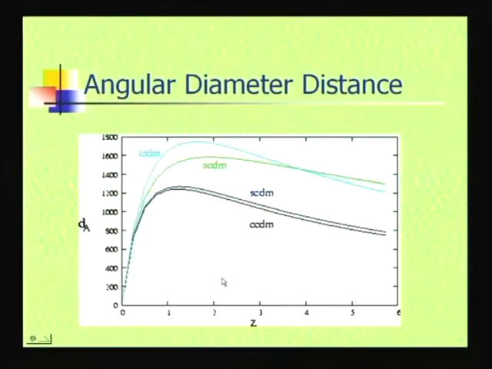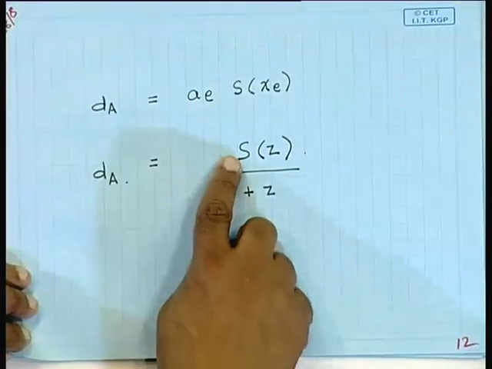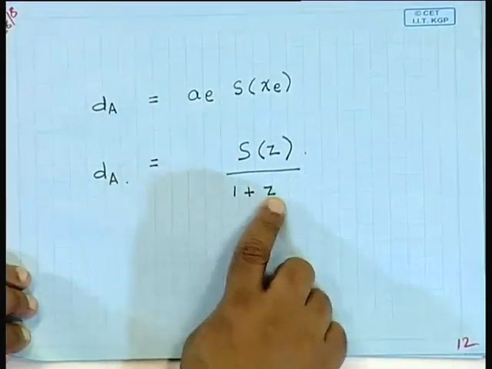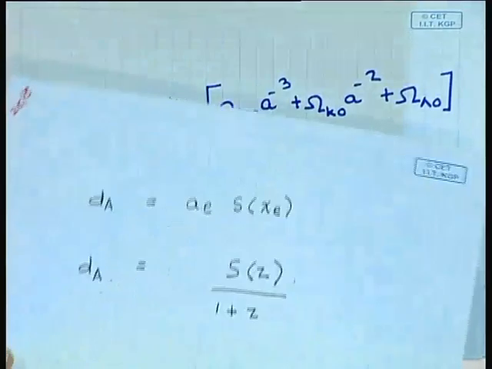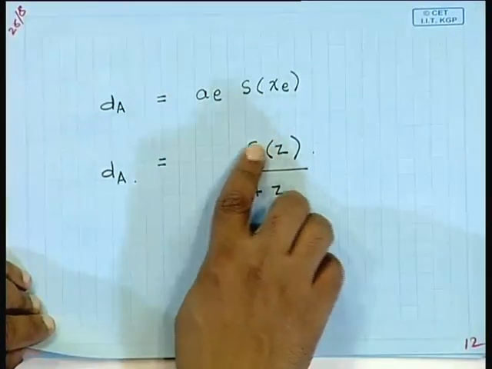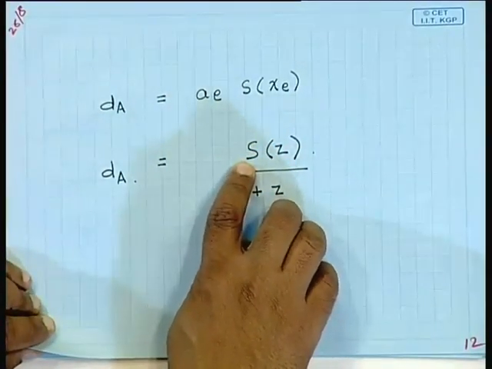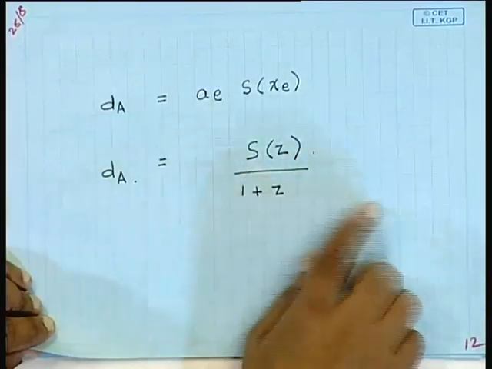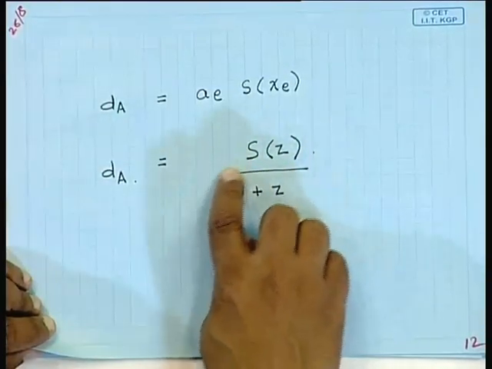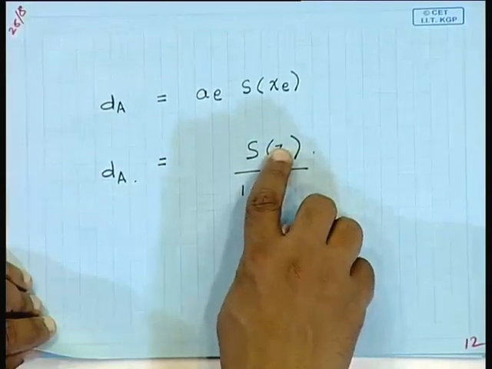For these models, I have also calculated the angular diameter distance. In the last class I had told you that the angular diameter distance has this expression, it has S in the numerator and it has 1 plus z in the denominator. So, it has the property that initially it increases linearly and then it slows down and then it finally falls off, because this increases faster than this, right.